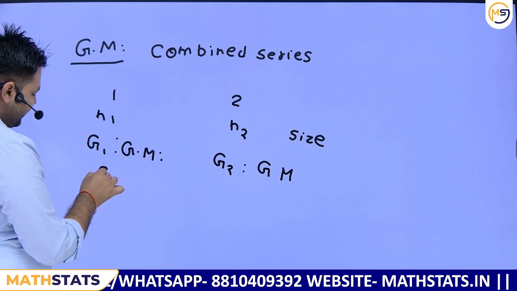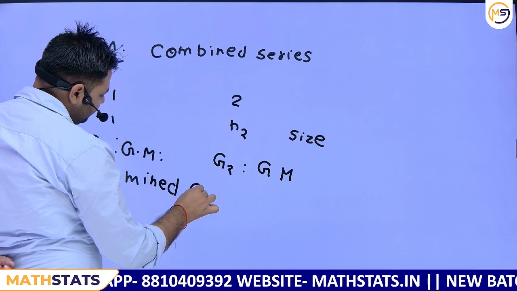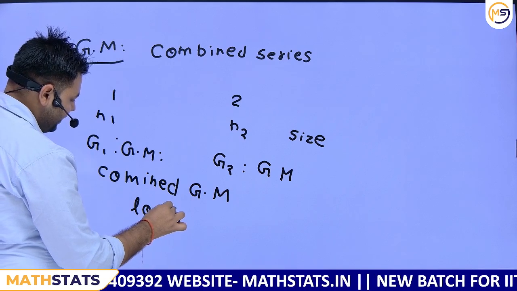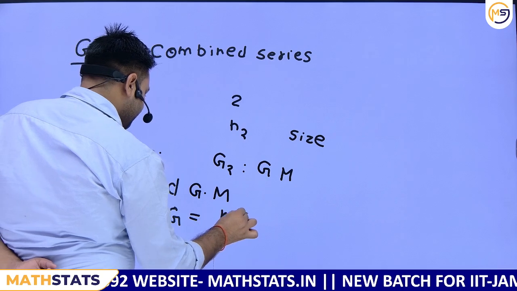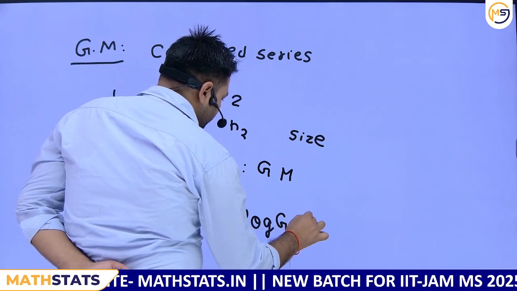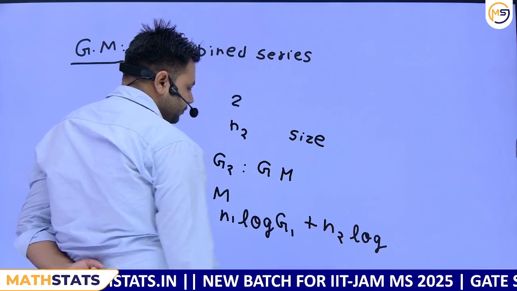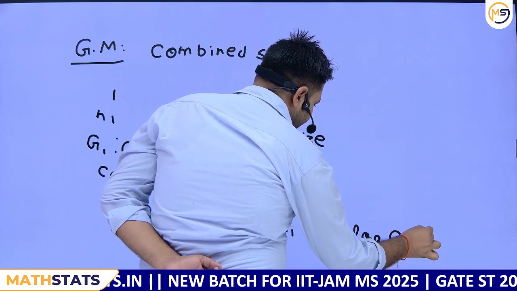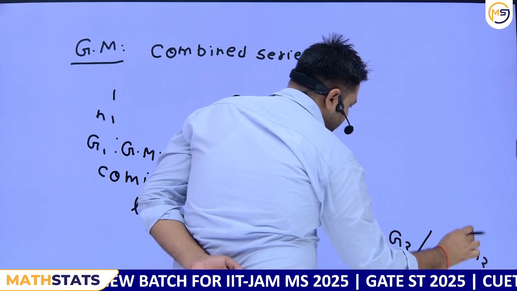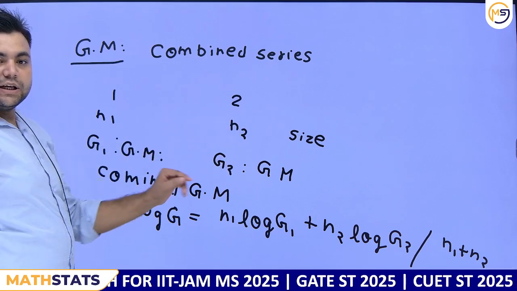So the combined geometric mean, or pooled geometric mean, combined GM, is equal to log of G equals n1 log g1 plus n2 log g2, divided by n1 plus n2. Right? This is n1 plus n2. So this is for 2 series. Now you can generalize it.